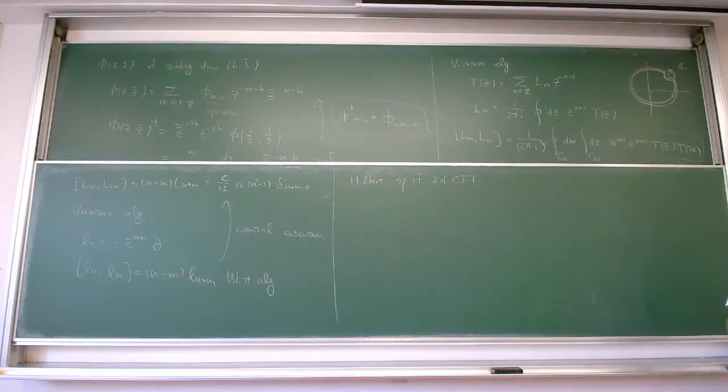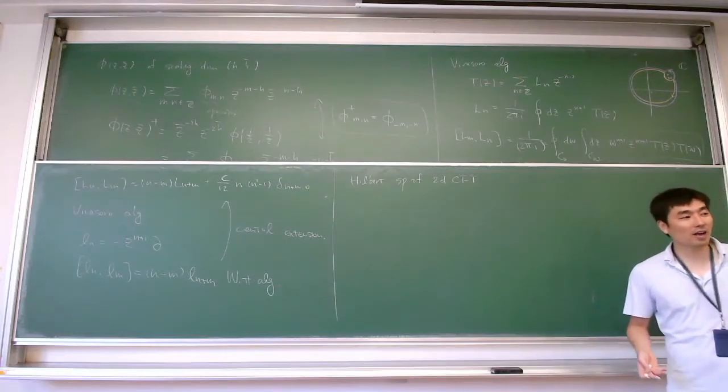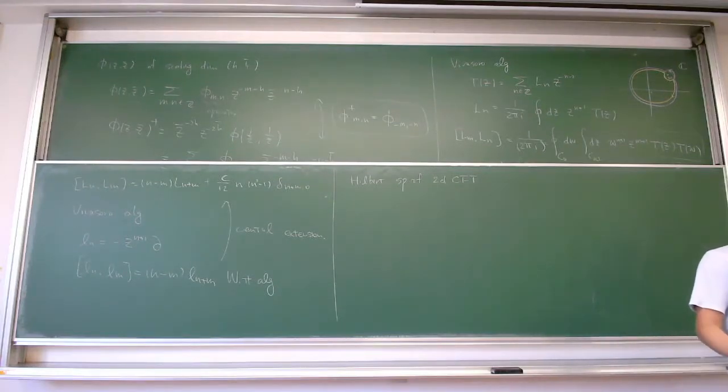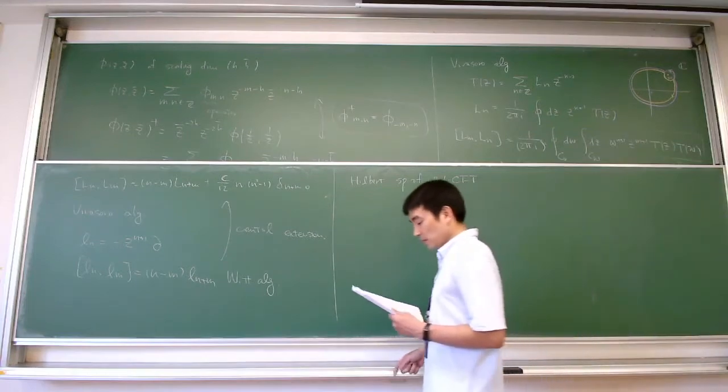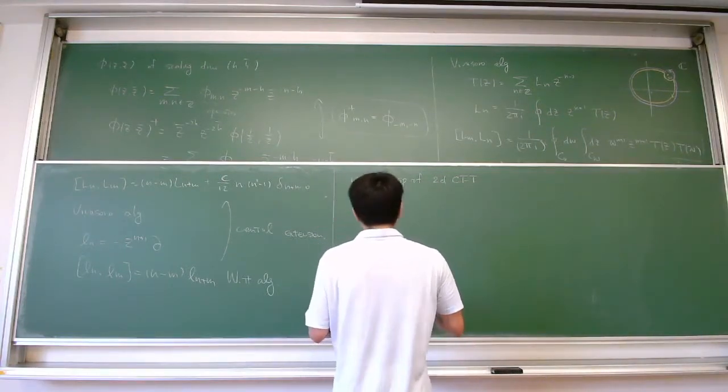In quantum field theory, you have to deal with infinitely many degrees of freedom, so in most cases you cannot do that. You have to do approximations, numerical analysis, perturbation theory, and so on. But in 2D CFT, you can do it. That's why it's very beautiful.